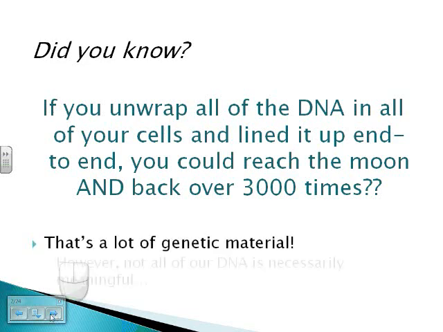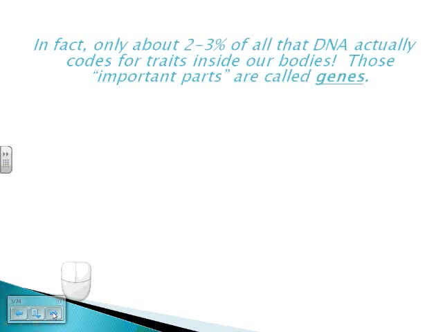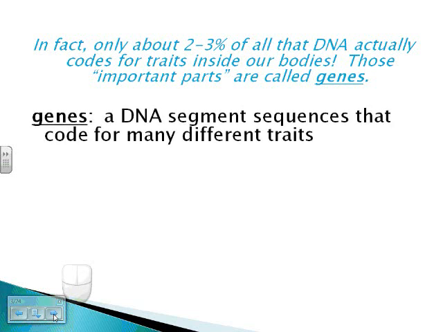So that's a whole lot of genetic material, all right? But not everything that's in there actually has any sort of purpose at all. There's only a small chunk of DNA that actually codes for important information. The important chunks of DNA are referred to as genes. So, a gene is going to be a sequence of DNA that codes for a certain trait.